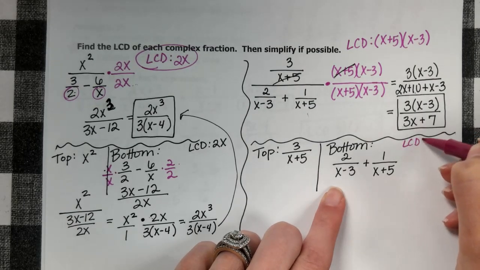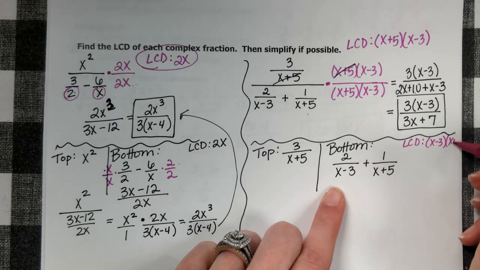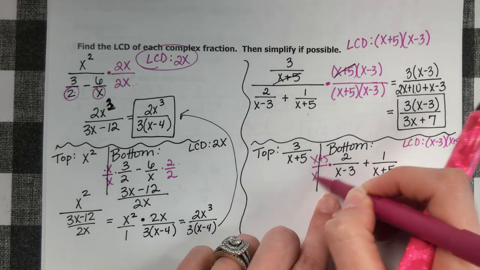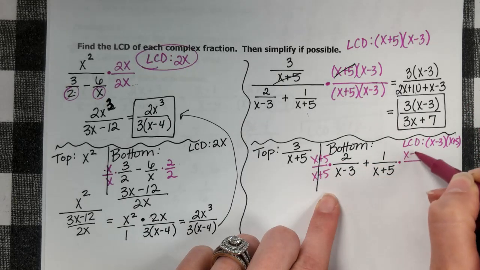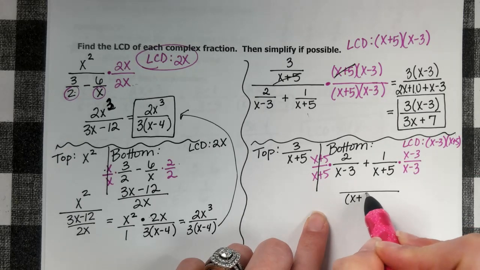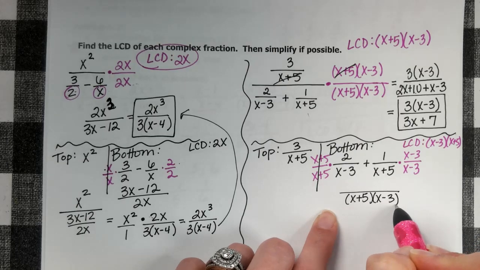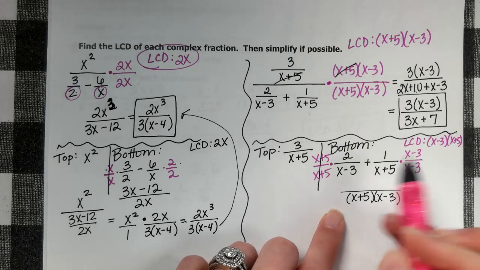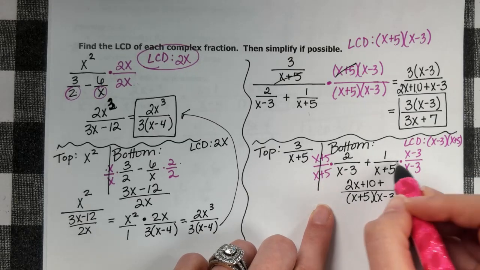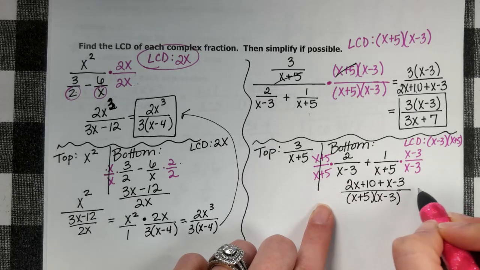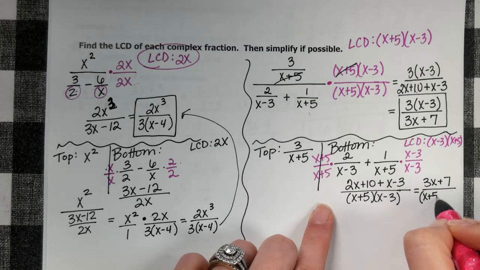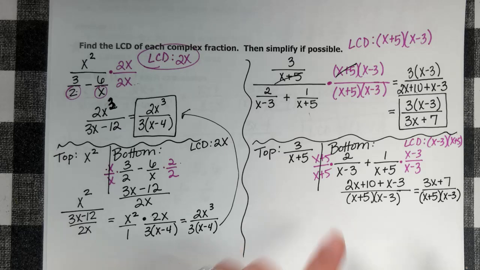My LCD would be the x minus 3, x plus 5. So I multiply this one by the x plus 5, and I multiply this one by the x minus 3. So that leaves me x plus 5, x minus 3 as my common denominator. And then I multiply 2 times x plus 5 to give me my 2x plus 10, plus my x minus 3. So that gives me the 3x plus 7 over the x plus 5, x minus 3.